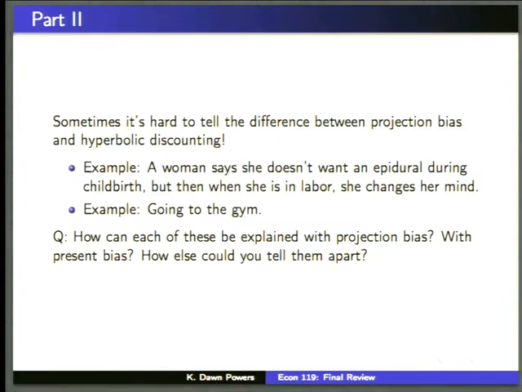So how can you tell projection bias and present bias apart here? What test could you design? Something we talked about recently. Not in lecture, but in the review. So a test to tell whether the behavior is explained by projection bias or present bias. And how can you test if there's procrastination? So yes, what's an easy way to do that? How would you tell the sophisticate had projection bias or present bias?